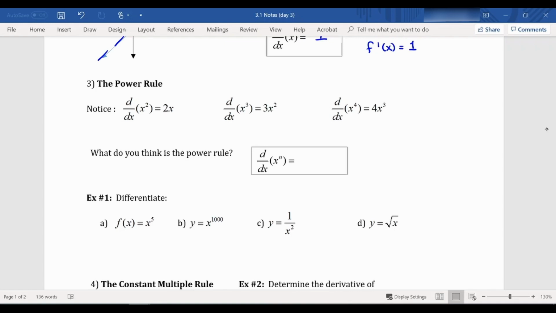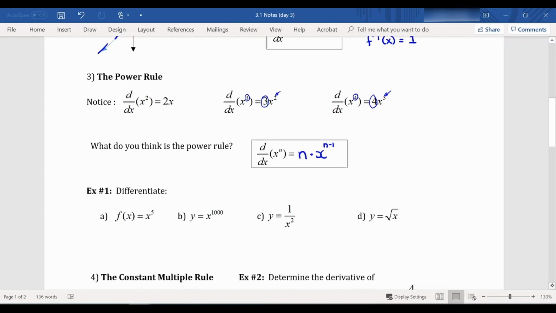So you'll notice here that the 3 is in front. That was my original exponent. And now my exponent has been reduced by 1. For x to the fourth, the 4 is in front. That was originally my exponent. And the exponent has been reduced by 1. So if I'm finding the derivative of some x to the power of a number n, the n drops down to the front, and then my new exponent is 1 less than I started with.